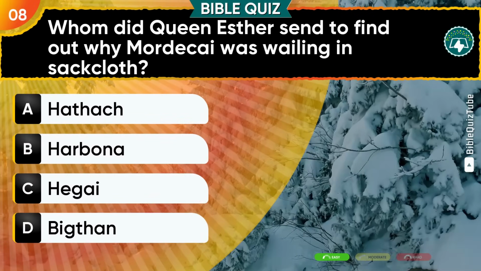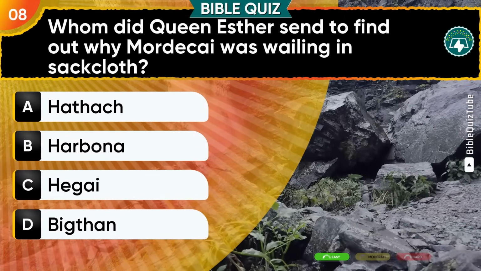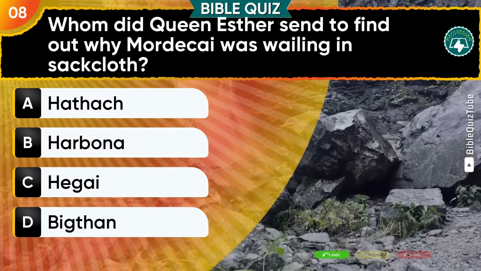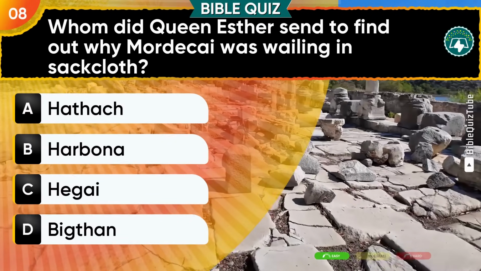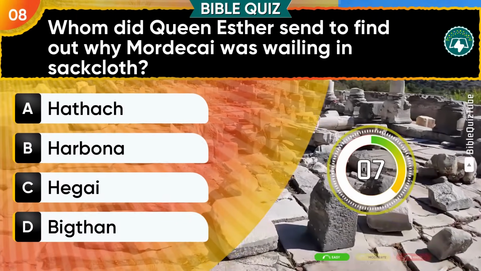Question 8. Whom did Queen Esther send to find out why Mordecai was wailing in sackcloth? This is a tough one. A. Hathach. B. Harbona. C. Haggai. D. Bigthan.